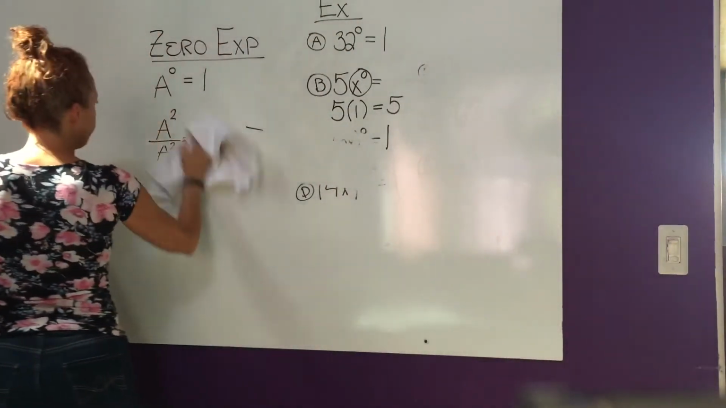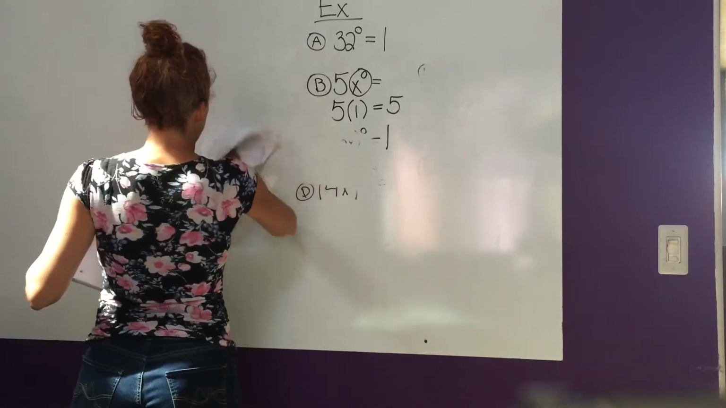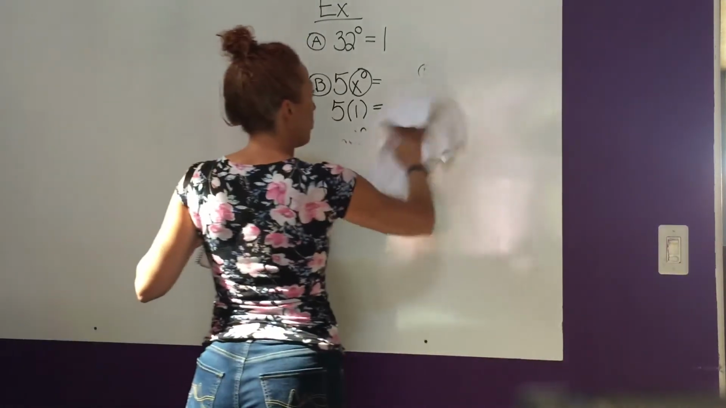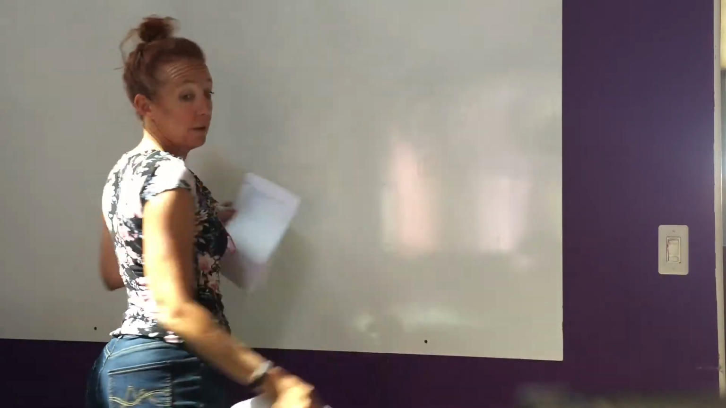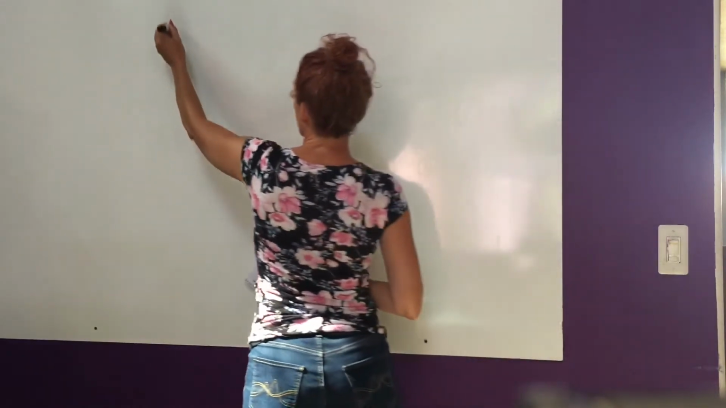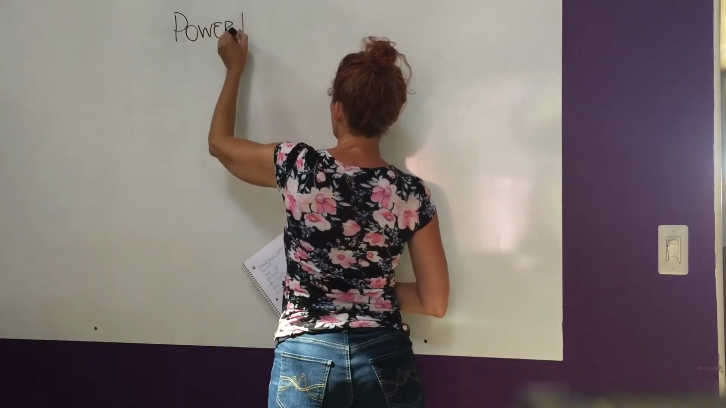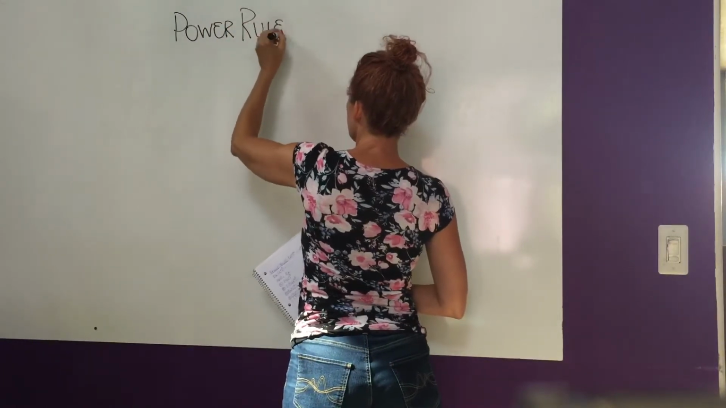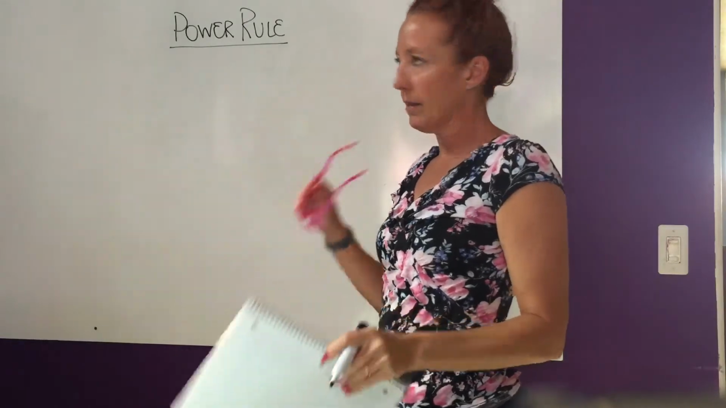Last rule. And then there is, if you know what's coming, if you're familiar with all the exponent rules, there's one more, but that is part of actually section 4.2. So the last piece of section 4.1 is called the power rule. All right, and the power rule says this.